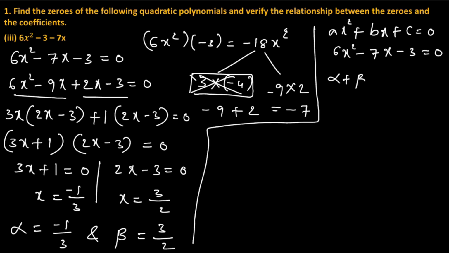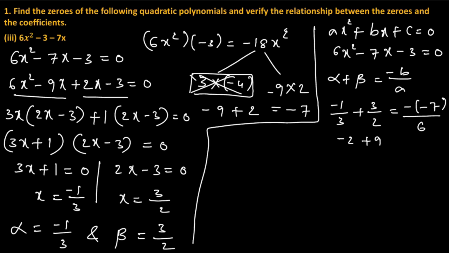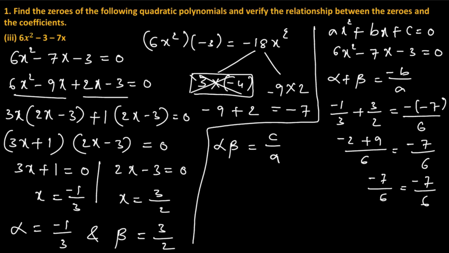Sum of the roots alpha plus beta is equal to minus b by a. Our alpha is minus 1 by 3 and beta is 3 by 2. And here minus b by a: minus b is minus 7, divided by a which is 6. Now minus 2 plus 9 divided by 6, which is equal to 7 by 6, so minus 7 by 6 is equal to minus 7 by 6. So this is proved.